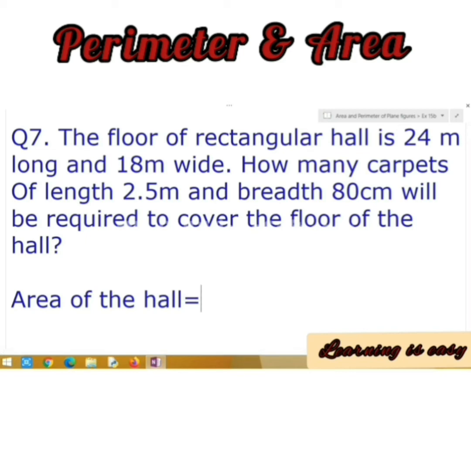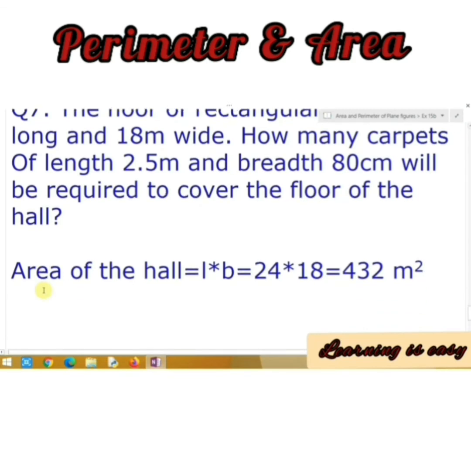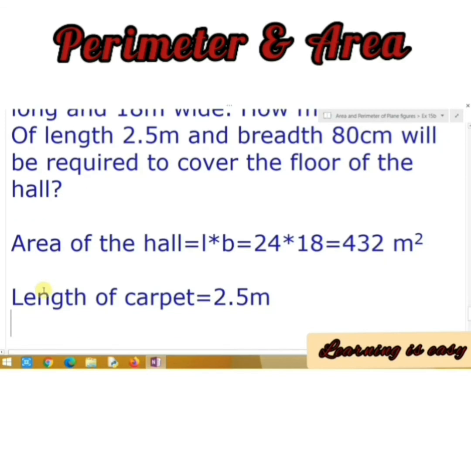So area of the hall is L into B, which is going to be 24 into 18. Area of the rectangular hall is going to be 432 meter square. Next, length of the carpet is 2.5 meter, wherein breadth we need to convert it, it's in centimeter, we need to just convert it to meter.